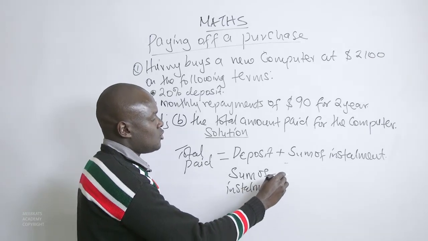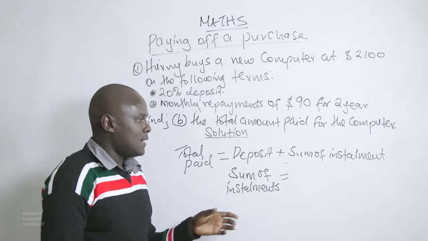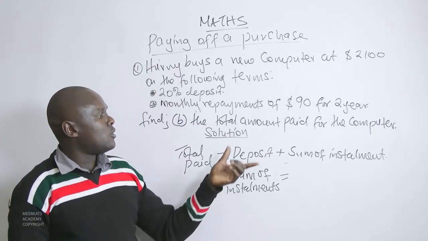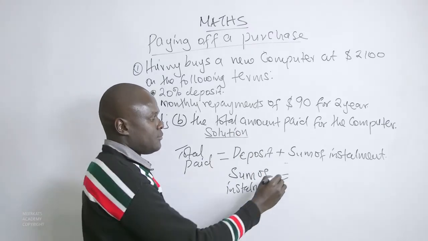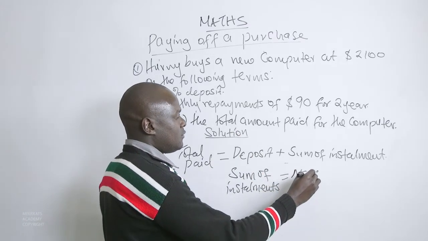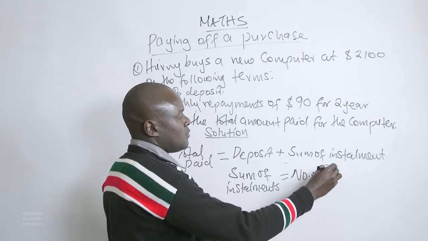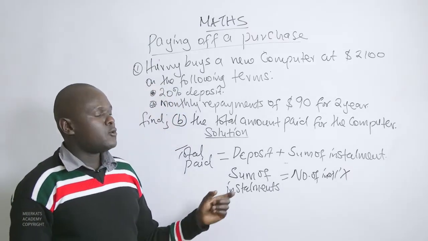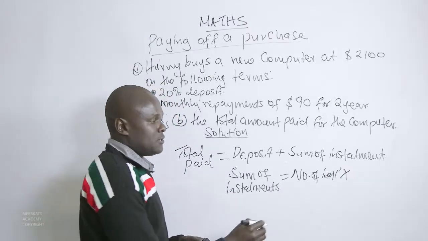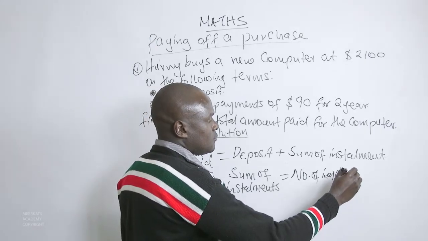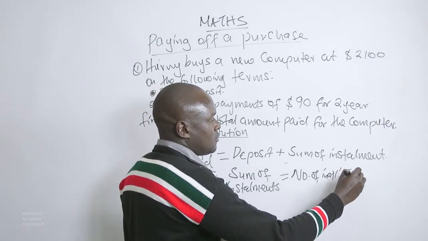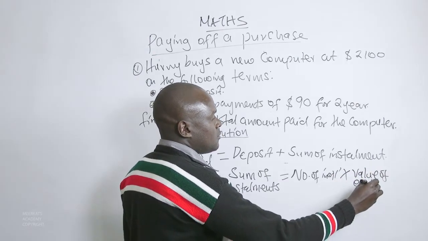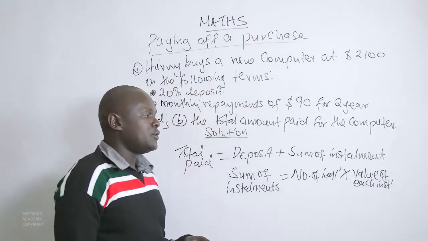Sum of installments or sum of repayments. And for us to get that, we need to know the number of installments that are supposed to be made, multiplied by the amount paid in each installment, which we can call the value of each installment.